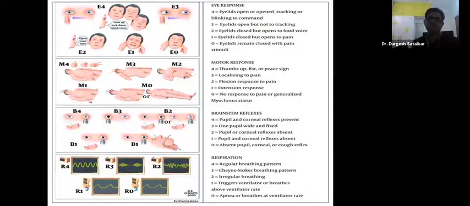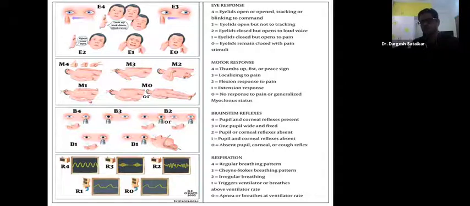Coming to the other score, which is also known as the Full Outline of UnResponsiveness. Here there are 4 parts: eye response, motor response, and instead of verbal response, we have brainstem reflexes and respiration. The maximum score is 16 and the minimum score is 0. For eye response, 0 means eyelids are closed even with painful stimuli, and 4 is the maximum: eyes open, tracking, fully conscious patient, and blinking to commands. For motor response, 0 is no response to pain or generalized myoclonus, and 4 is the patient showing a thumbs-up or peace sign.